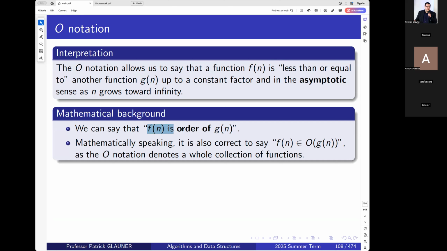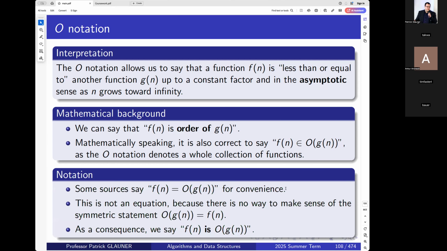Sometimes we also say f of n is the order of g of n. So the g of n is like an upper boundary. But mathematically speaking, we would actually need to say that f of n is an element of O of g of n. Because technically speaking, this O notation denotes a whole collection of possible functions that are upper boundaries of f of n.